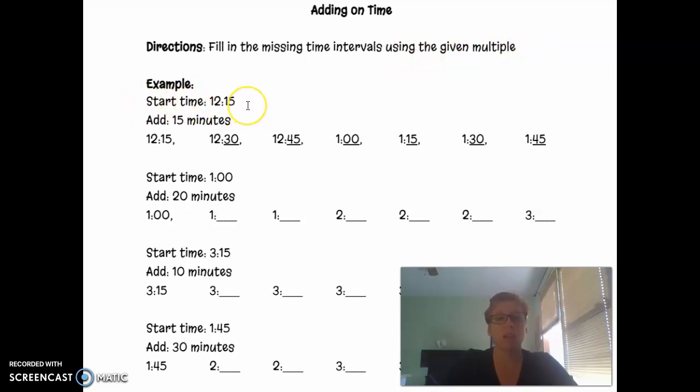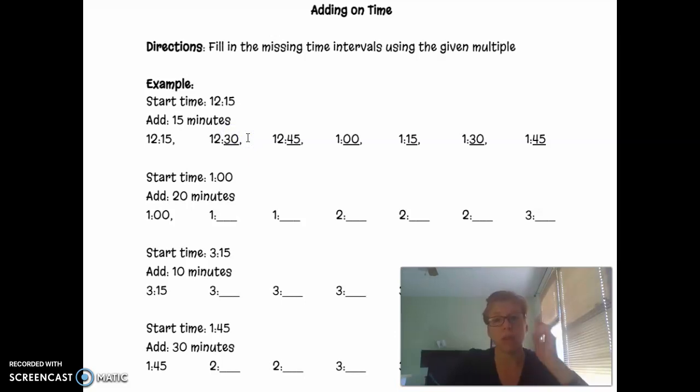It says start time is 12:15 and then add 15 minutes. So what I'm guessing from these instructions is that if I have a clock in front of me, I'm going to mentally in my brain set it at 12:15. Then I'm going to add 15 minutes onto that. Well, 12:15, 15 right here, plus 15 that gives us 12:30.